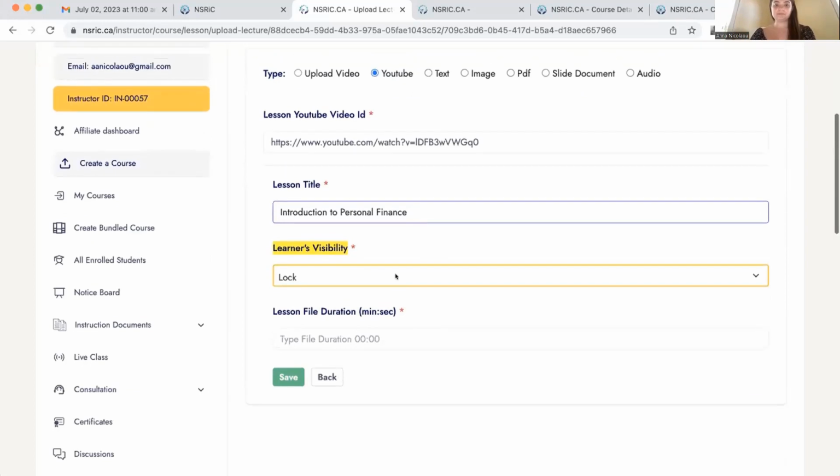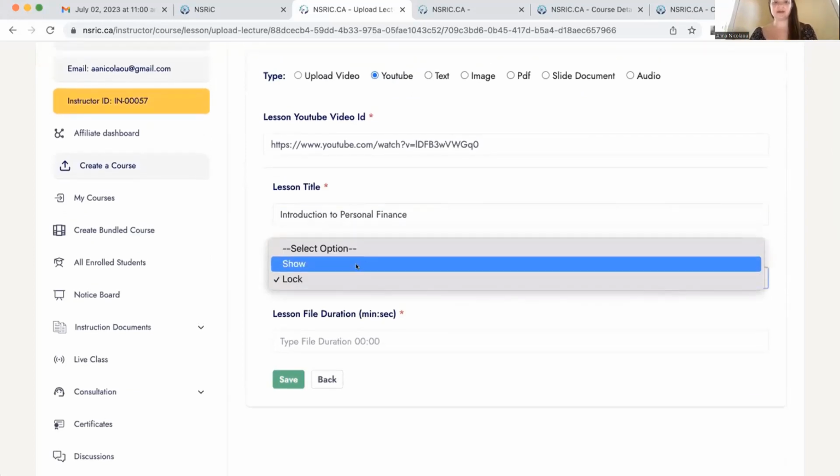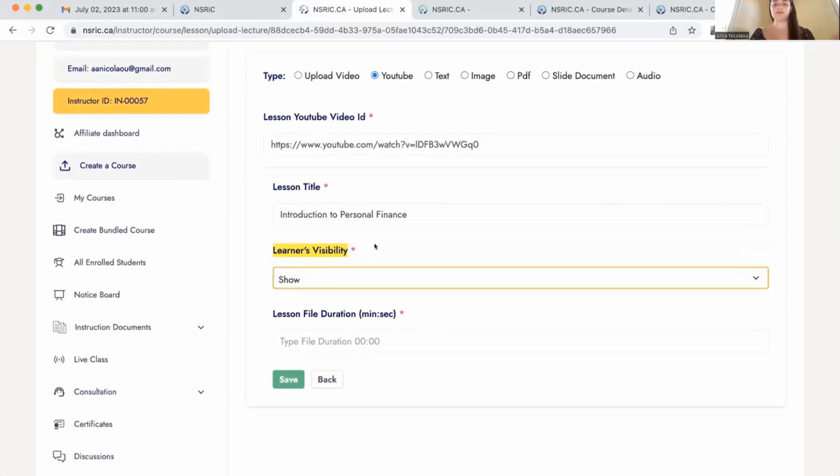I would put that in, intro to personal finance. And then learners' visibility could either be lock or show. If you want them to see the video without having to purchase the course, you click show. Otherwise, you click lock. In general, most of them will be lock. However, for people who are just looking at the course and considering purchasing it, you could put 2 or 3 lectures overall unlocked so that students can see a sample lecture before they actually sign up.